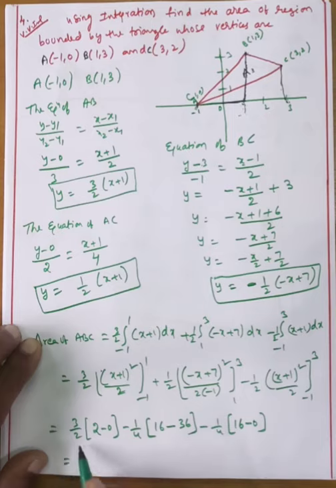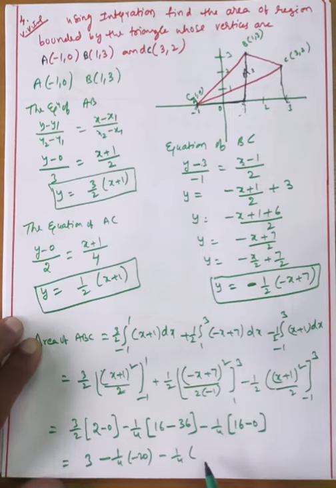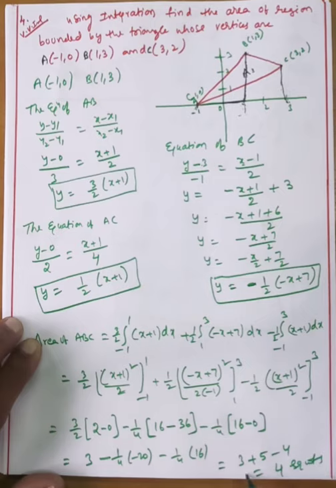What happened? This is 2, 2 cancel, 100%. Okay, my dear students. Now 3 minus, here 16 minus 36 into minus 20. Minus 1 by 4 into minus 20. Minus 1 by 4 into 16, that equals 3 minus... 3 plus 5 minus 4, 8 minus 4 means 4 square units. Area is equal to 4 square units. In this way we will complete the problems, my dear students.